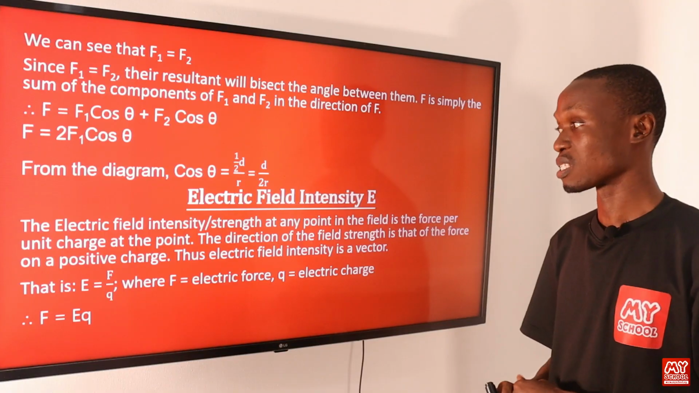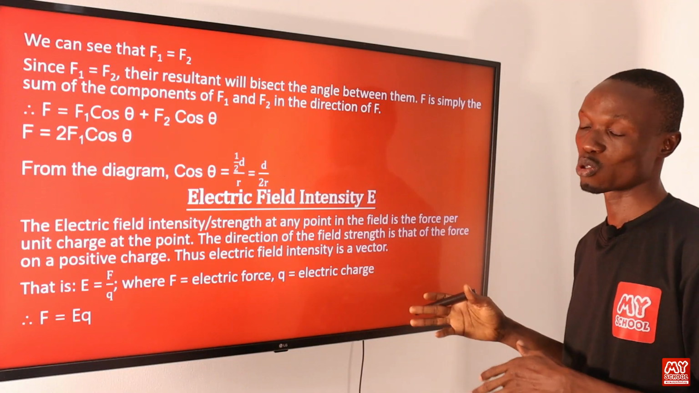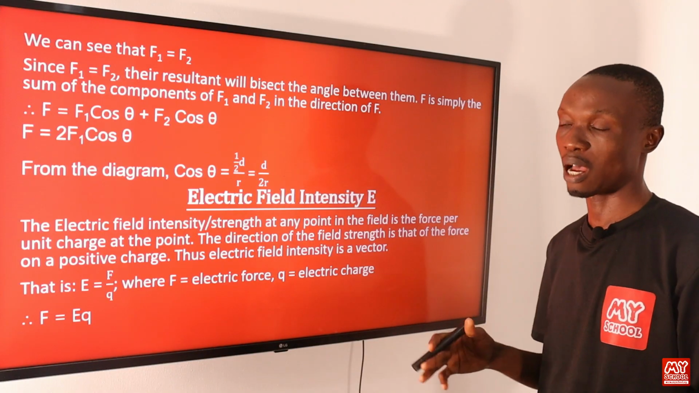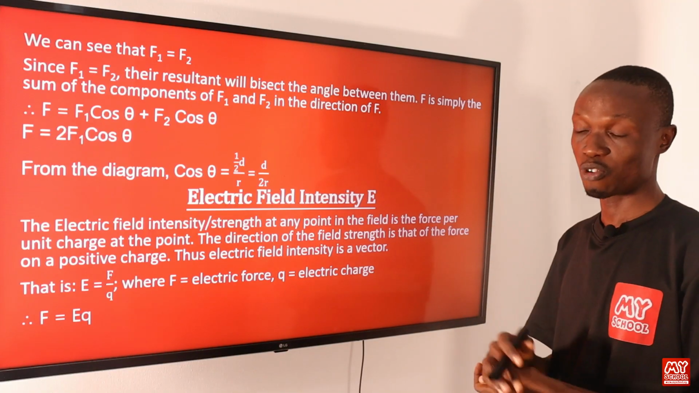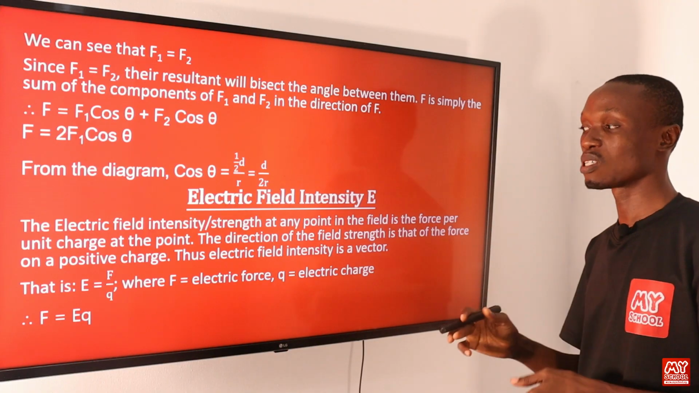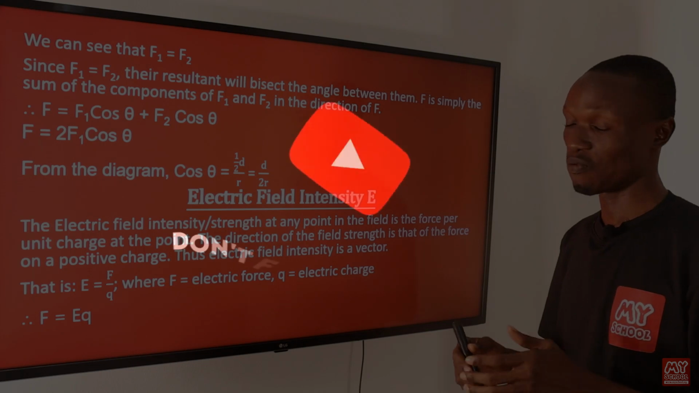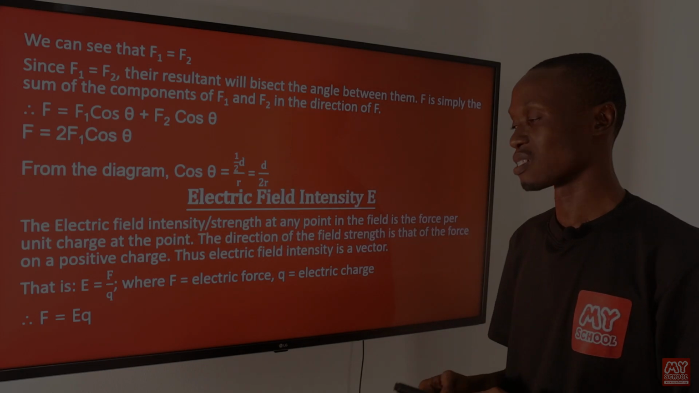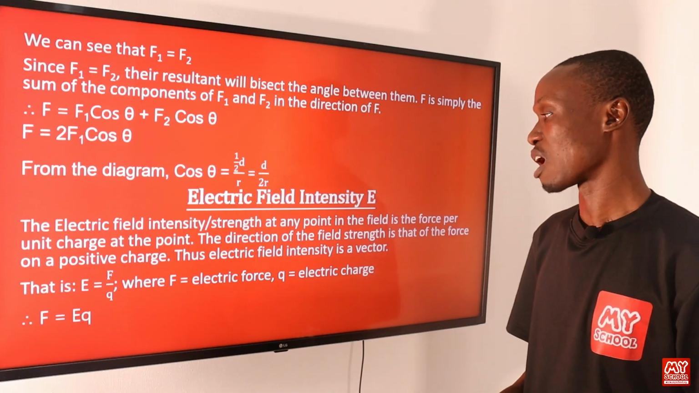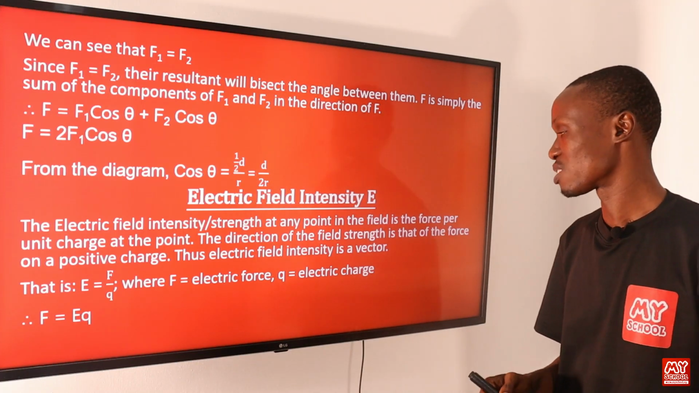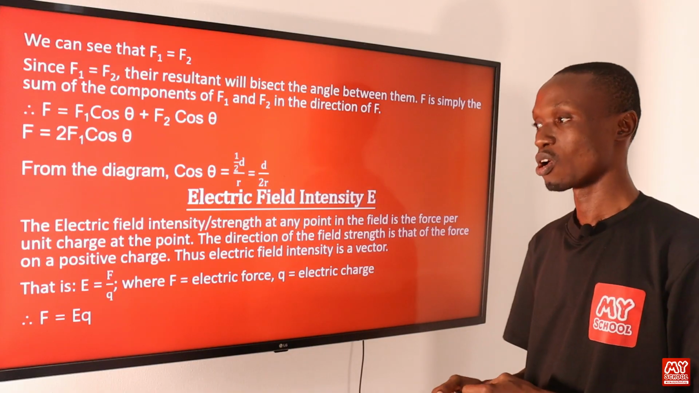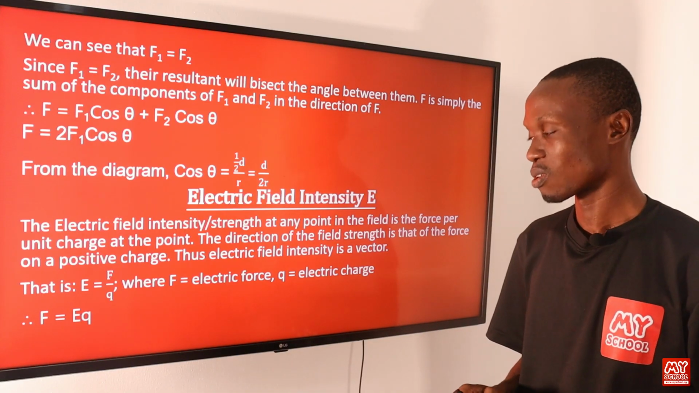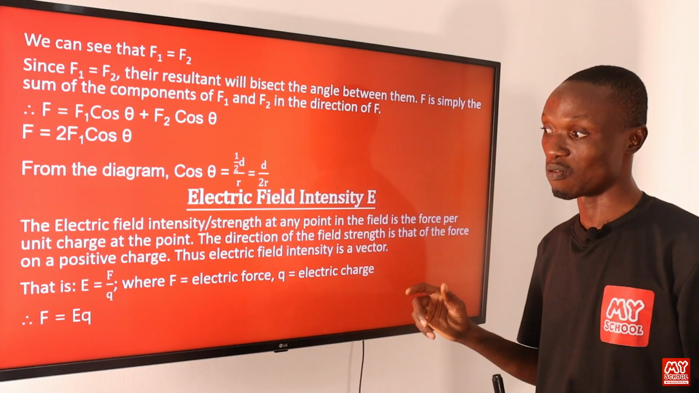Okay, so let's talk about electric field intensity, E. Electric field intensity can also be called electric field strength. Electric field intensity at any point in the field is defined as the force per unit charge at that point. The direction of the field strength is that of the force on a positive charge. Thus, electric field intensity is a vector.